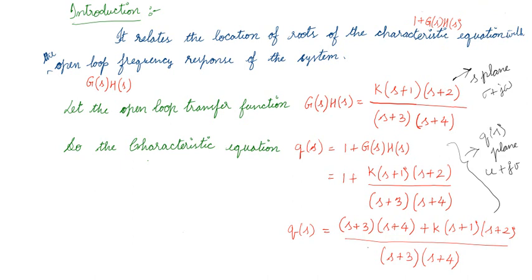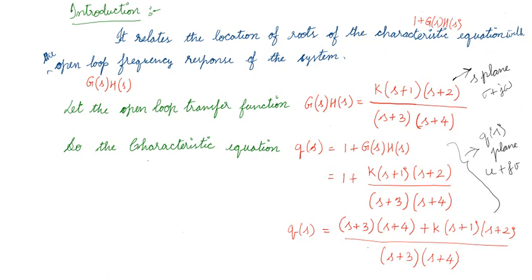So let us take the open loop transfer function G(s)H(s). I am taking an example: K into (s plus 1) into (s plus 2) divided by (s plus 3) into (s plus 4), right? This is an open loop G(s) into H(s). In this I am going to plot this in the s plane. What is s? It is sigma plus j omega.